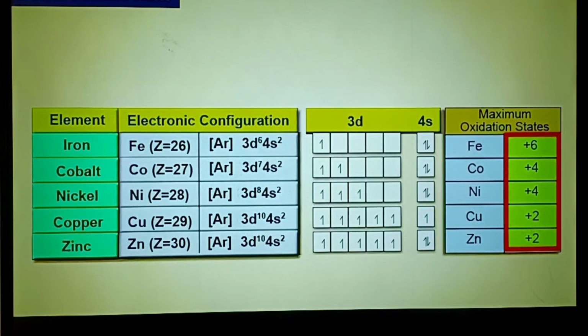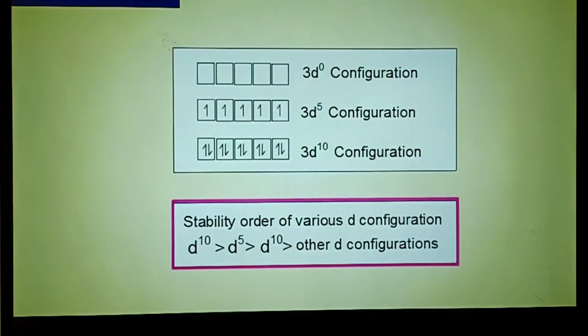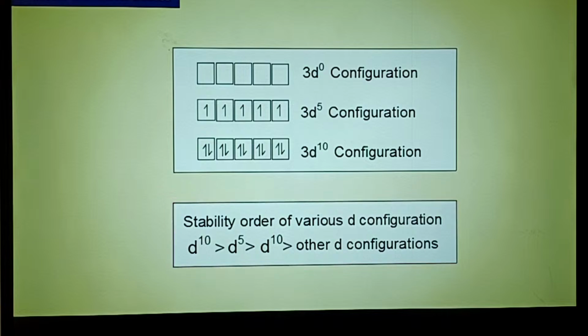The maximum oxidation states of the elements after manganese are not at all related to their electronic configurations. For example, cobalt shows only +2 and +3 stable oxidation states. The relative stabilities of various oxidation states of 3d series elements can be correlated with the extra stability of d0, d5, and d10 configurations to some extent.